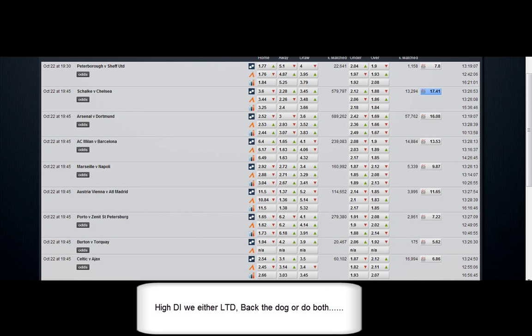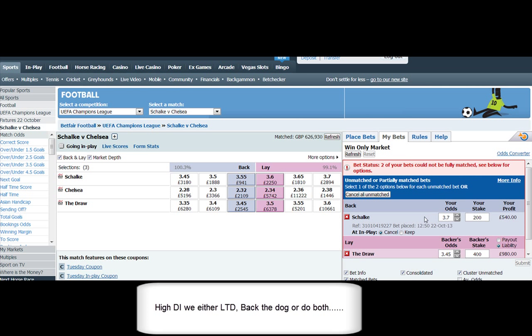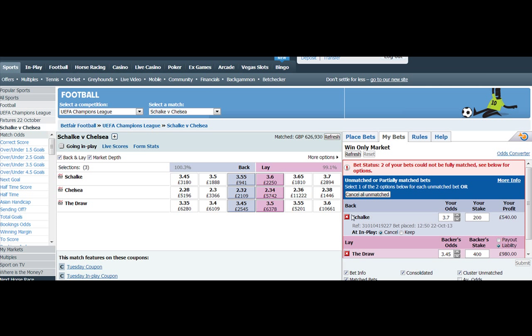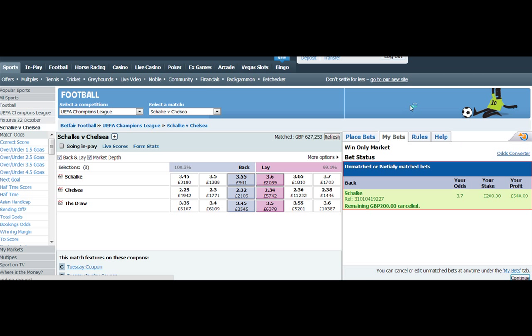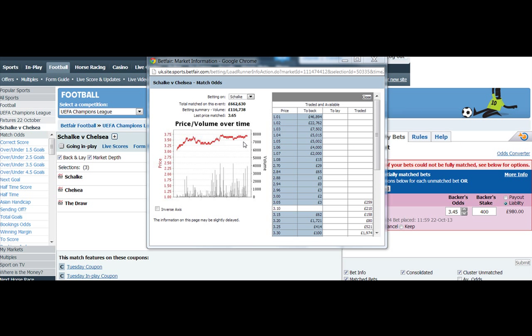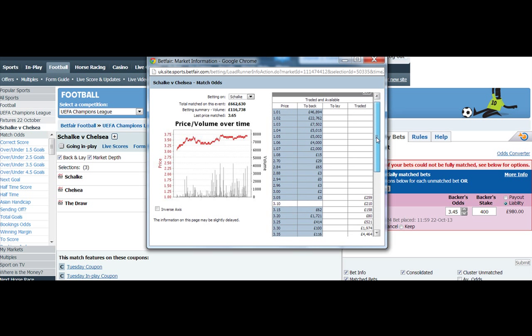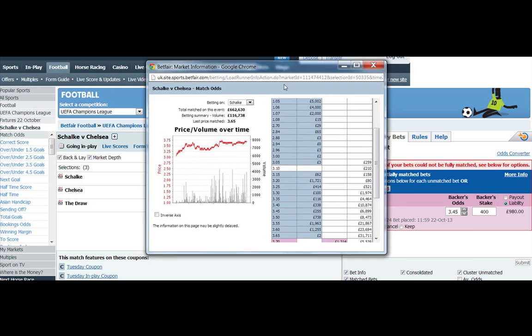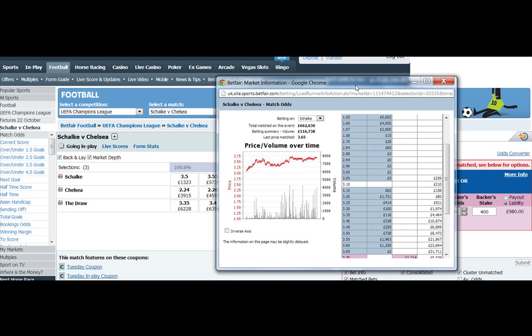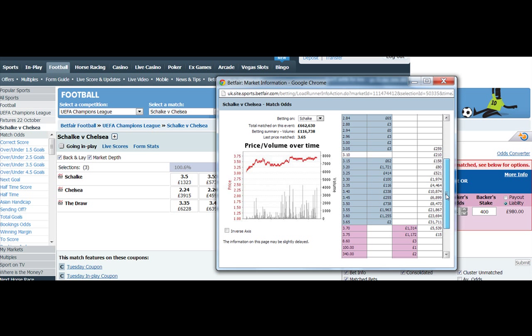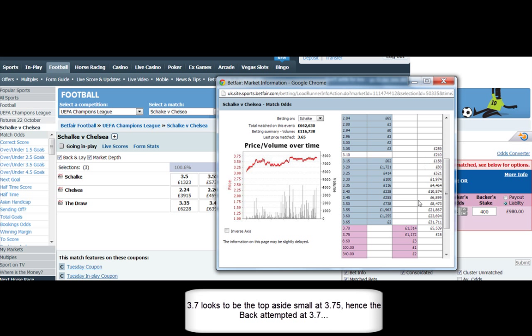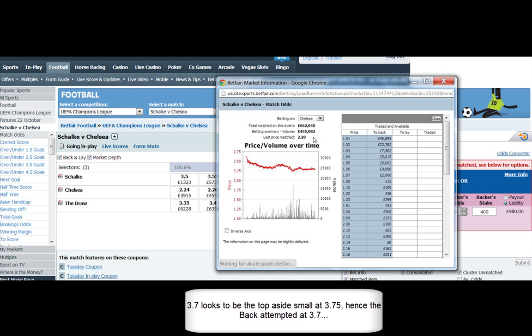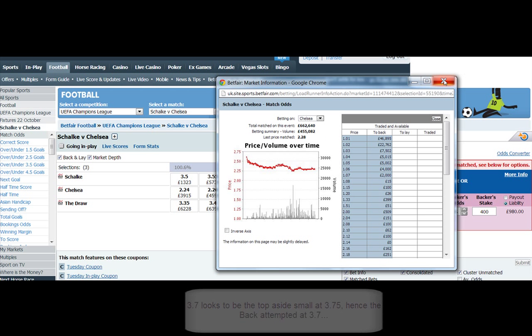But other factors are Pinnacle. Often what Pinnacle do, they move and Betfair follow. So I'm going to cancel the Schalke. Previous matches taken, matched. Check the graphs, bookie prices, and all of these are a factor on whether you lay the draw, back the dog, or even do both. Often what we also find is that unders will come in, under 2.5 will come in on a high draw inflation.